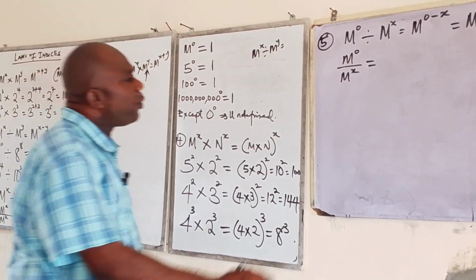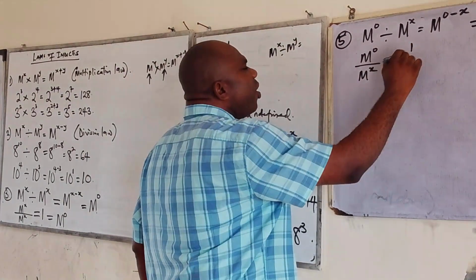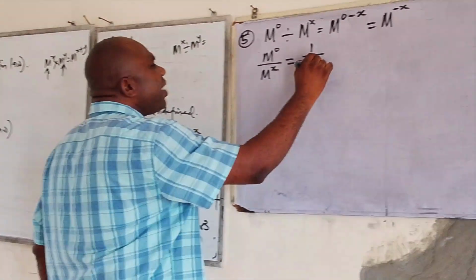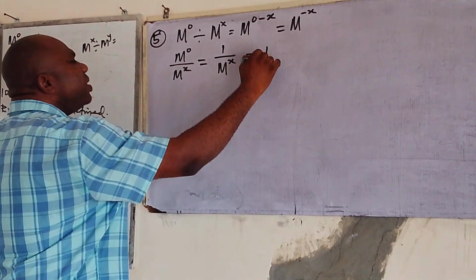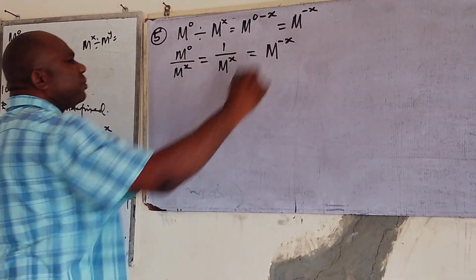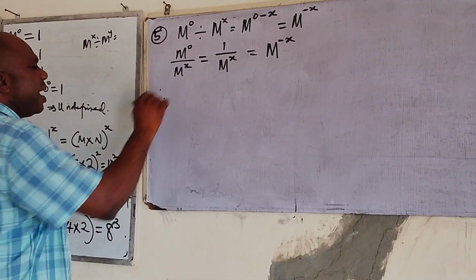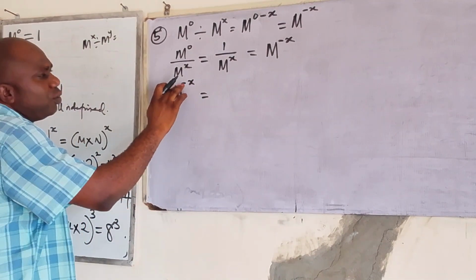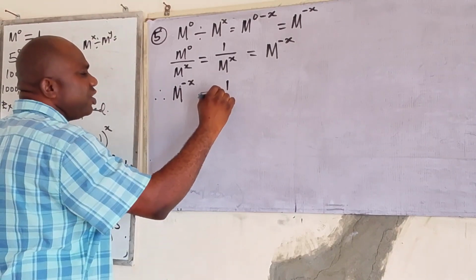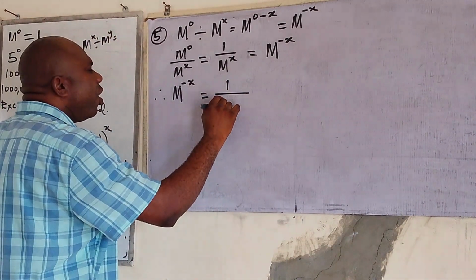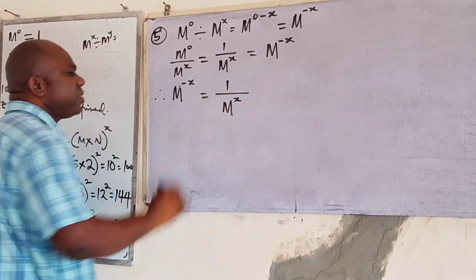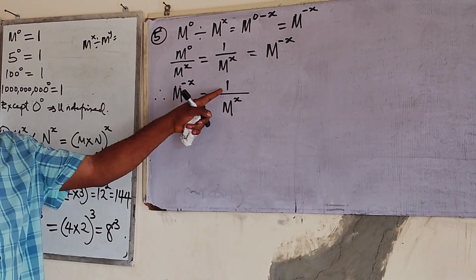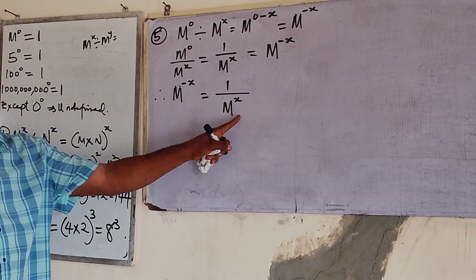So it therefore means that what we have here will be 1 all over m raised to the power of x. And now we said it's the same thing as m raised to the power of minus x. So m raised to the power of minus x, to remove this negative value, you just have to introduce 1 as the numerator. So it becomes 1 all over m raised to the power of x. When you introduce the numerator as 1, the negative sign will vanish.